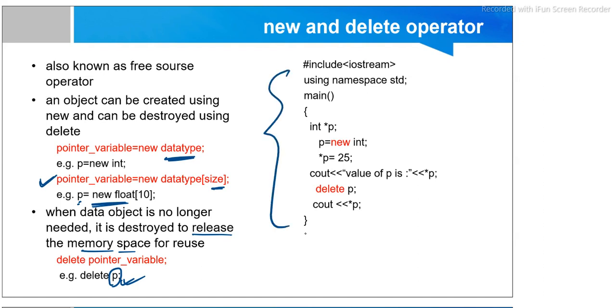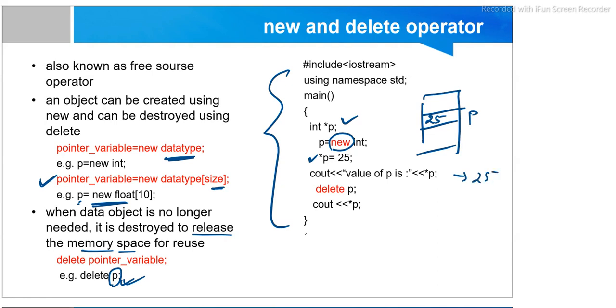In this example, inside the main function we have created one integer pointer p, and p equal to new int. That means using this new operator we are allocating some amount of memory of integer size at a particular address specified by the pointer p, and we are storing the value by dereferencing. So star p equal to 25, so we are storing the value 25 which is pointed to by the pointer p. Now display the value for p.